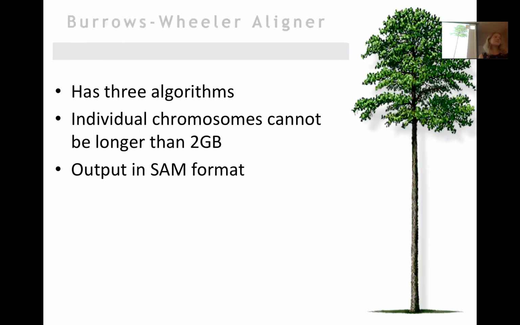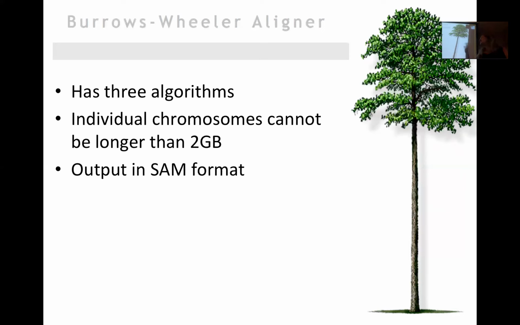Burrows-Wheeler aligner is what BWA stands for. And that's what we're going to be using today. It has 3 algorithms. We will be using BWA MEM, which is by far the most common. A caveat here, individual chromosomes cannot be longer than 2 gigs. This is almost never a problem unless you work on conifers or some other plant that has crazy, crazy, crazy long chromosomes. But worth noting, because it will totally fail if you have a single sequence that is longer than 2 gigs.